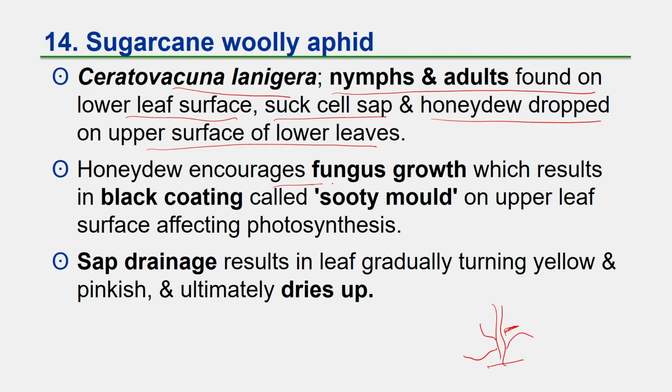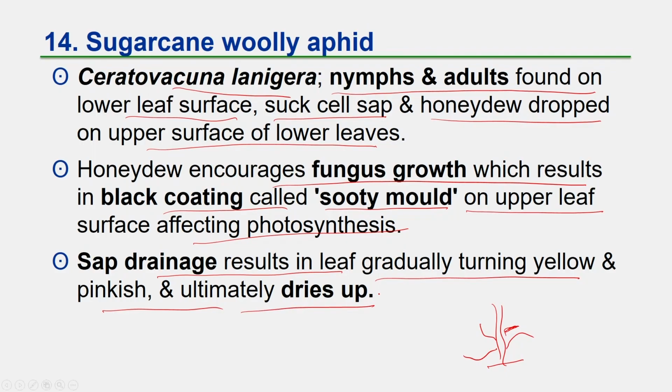Honeydew encourages fungus growth, which results in a black coating called sooty mold on the upper leaf surface, affecting photosynthesis. Sap drainage results in the leaf gradually turning yellow and pinkish and ultimately drying. In case of severe infestation, there can be very high losses caused by this insect, which is woolly aphid.